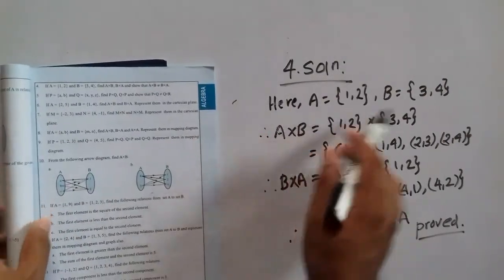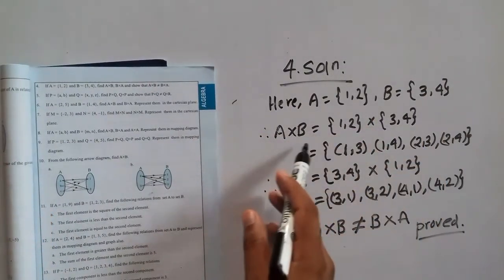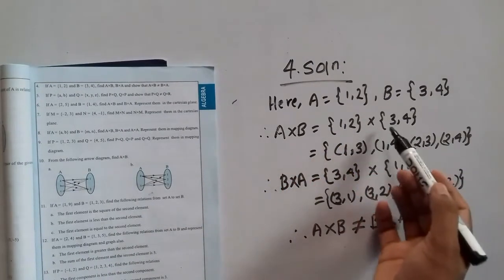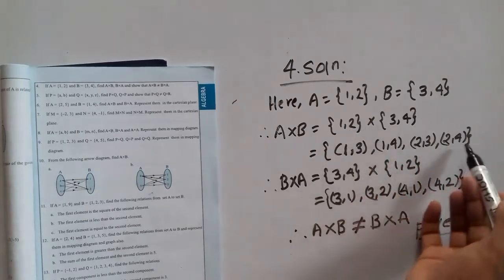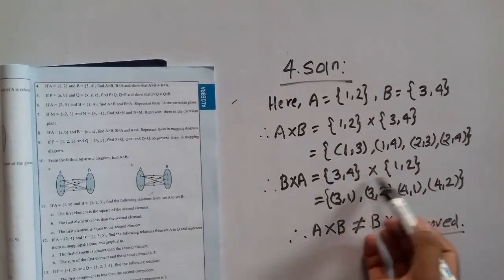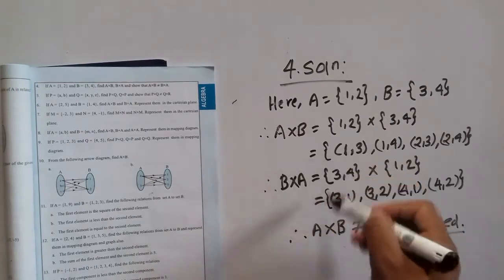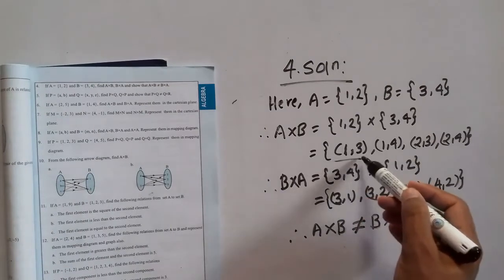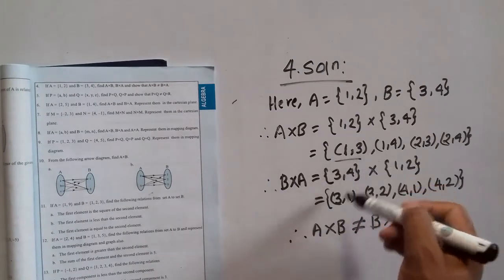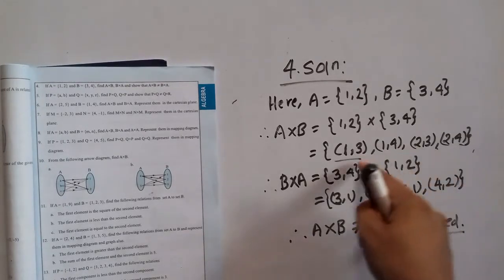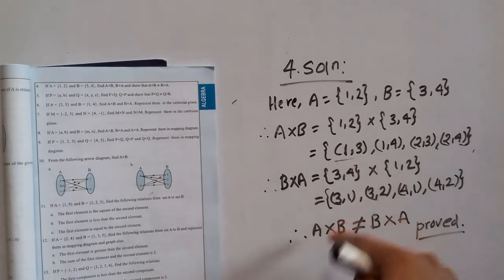Here we have written these given sets. Then A cross B we have found like this: (1,3), (1,4), (2,3), (2,4). B cross A is (3,1), (3,2), (4,1), (4,2). From these two we can see that their first element is (1,3) and here (3,1), which means these are not equal, so A cross B not equal to B cross A is true.